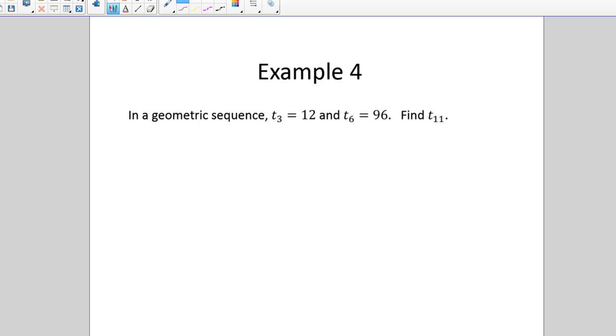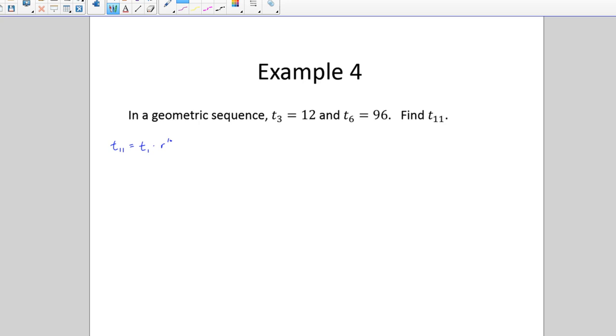So T11, let's see what we would want to know if we could do it. T11 is going to be the first term times r to the n minus 1, so r to the 10th. The problem is that we don't have r and we don't have the first term. So the question is, can we use any of this information here to find those things?